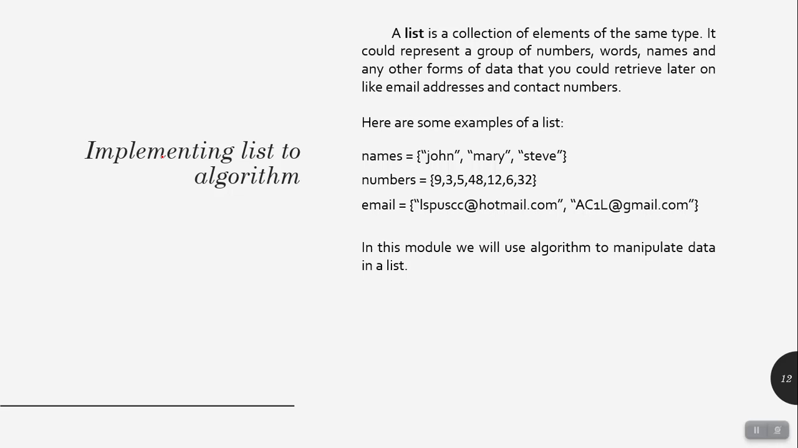So let's say there's a list of names. I mean to say, we could only have names. So John, Mary, and Steve. As you can see, it is enclosed in double quotes, just like in our Excel, wherein we represent text and enclose it inside double quotes. Okay, and then numbers, so 9, 3, 5, 48, any numbers. And then email addresses, wherein there's a formatting. So it could be lspusec@hotmail.com or ac1l@gmail.com. Okay, so in this module, we will use algorithm to manipulate data in a list.